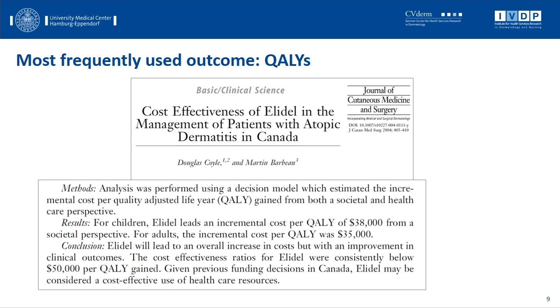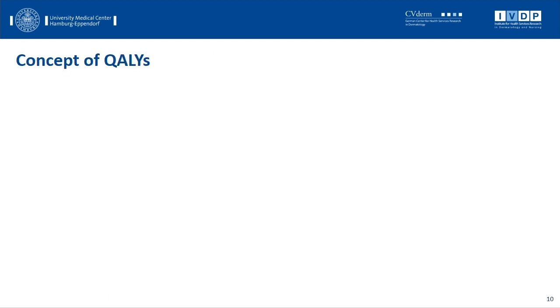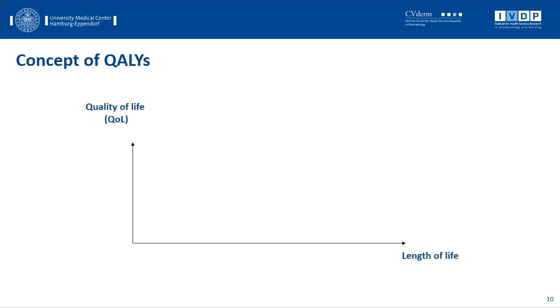So what is meant by this result? What is meant by QALYs? For those who don't know, let's take a short look at this slide. QALYs, quality-adjusted life years, take into account both how long you're going to live and the quality of life. Length of life is typically measured in years, and quality of life on a scale from 1 to 0. 1 is equivalent to perfect health and 0 to death.